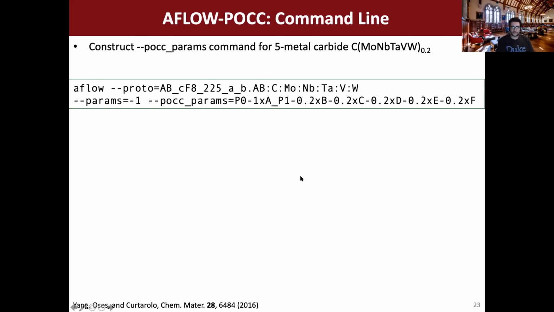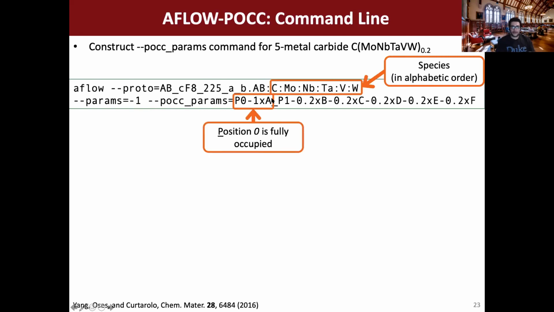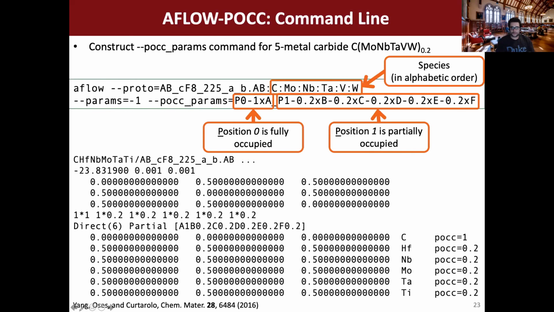Now what's going on with the POCC params? Very long, kind of complicated string, but I'm going to break it down for you. Here we have our species in alphabetic order. We're going to specify that our 0th position is fully occupied. I can show you with reference to what the actual system is going to look like. Let me move these 2 things here. We had our first site. Remember, in the original rock salt structure, we had 2 sites where we had A and B. So we want the first position to be fully occupied. So P0, that's position 0. And then with a hyphen, we're going to specify 1 times A.